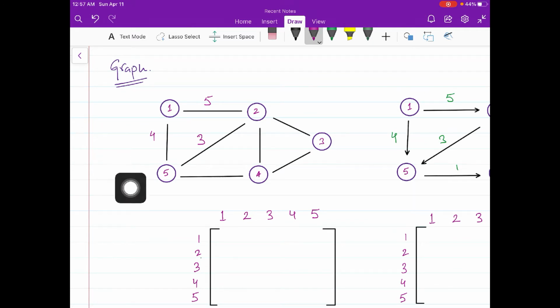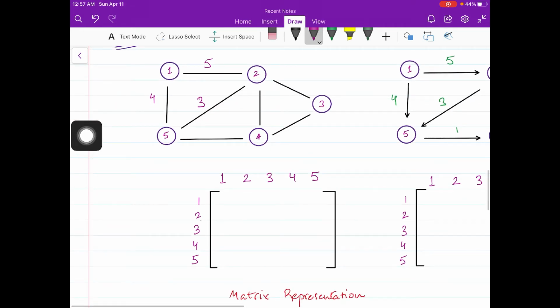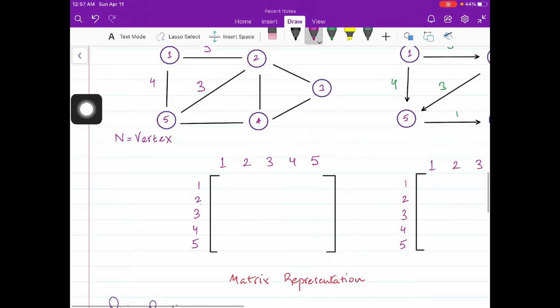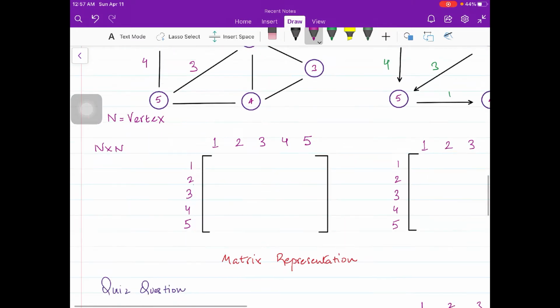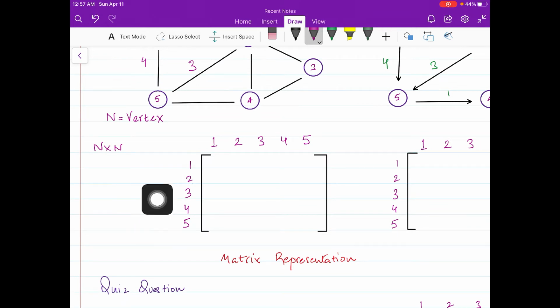So for example, if this is your graph, how would you represent it in the form of a matrix? Let's say that this graph has n vertices, so n is the number of vertices. In this case, what is n? 1, 2, 3, 4 and 5. So we have to make a matrix of n cross n. Here I have made the matrix of n cross n.